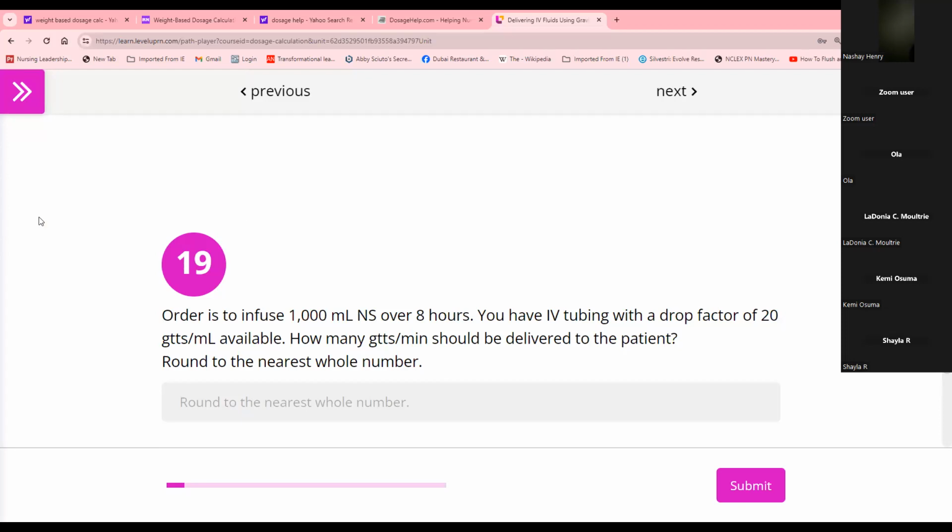So to set this problem up, we need total volume, which is 1,000, because anything with mLs behind it is going to be your volume. We need our time in minutes, but for now we're going to write 8 hours. We can convert it when we get to the whiteboard. And then we have IV tubing of 20. The only time you won't have a number there is if it's a PD drip or a micro drip. Those are both equivalent to 60 drops per minute.